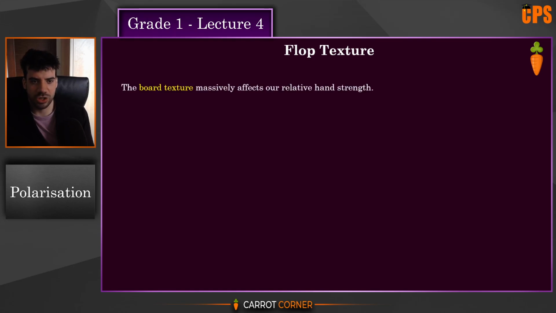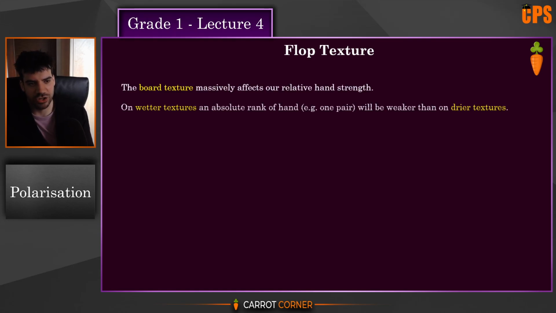So the board texture massively affects our relative hand strength. On wetter textures, i.e. textures that are easier to connect with, maybe easier to hit a flush, a straight, a pair, two pair, trips, just more connectivity.